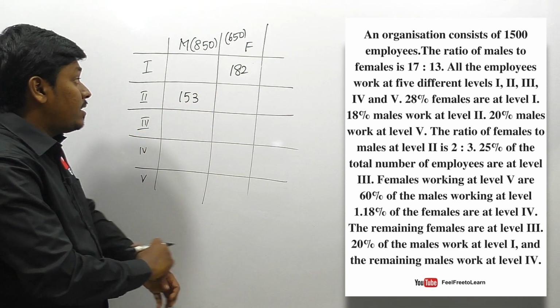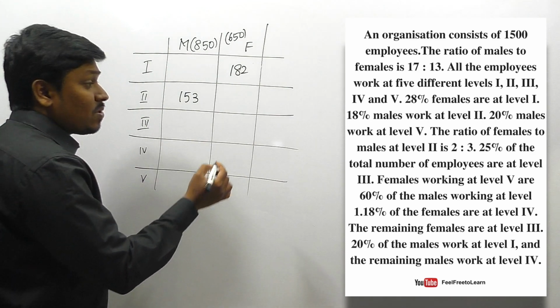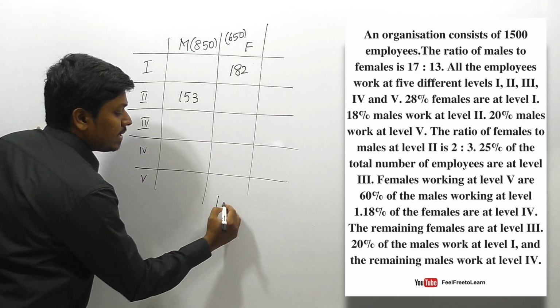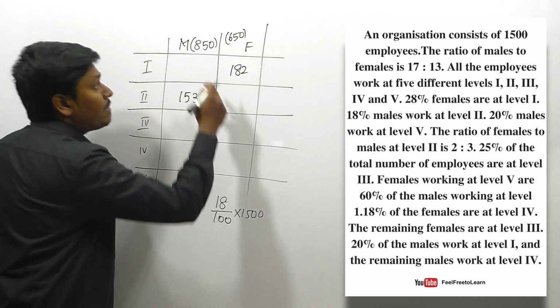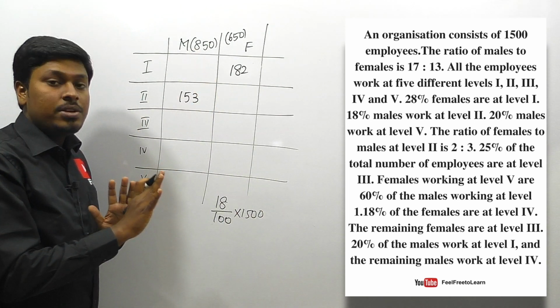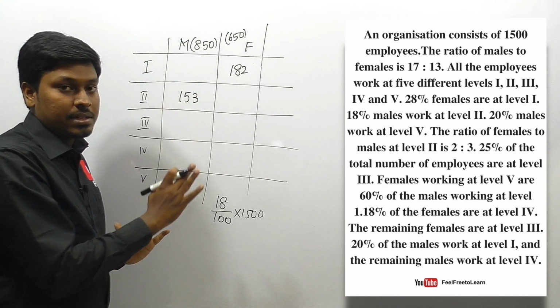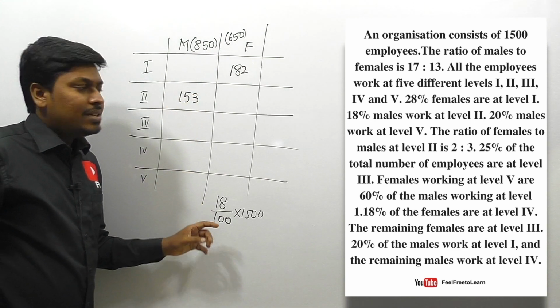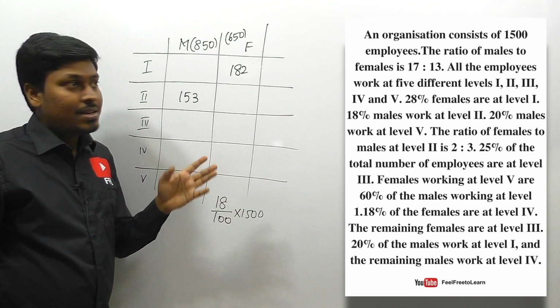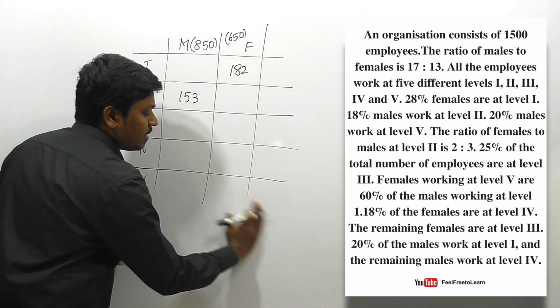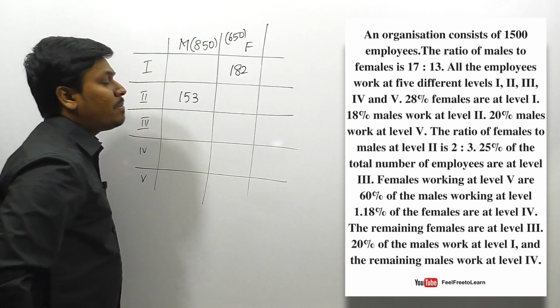Okay friends, next point. Listen here friends, don't solve like this, because many students used to do like this: 18 divided by 100 into 1500, or 18 divided by 100 into 850. So kindly don't use this technique to solve this question. If you use this technique, then surely it will take you more than, I think, 5 or 6 minutes friends. So kindly don't use this technique here, right? Try to calculate all the values in your mind itself.